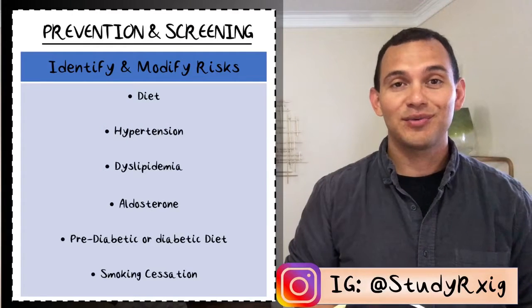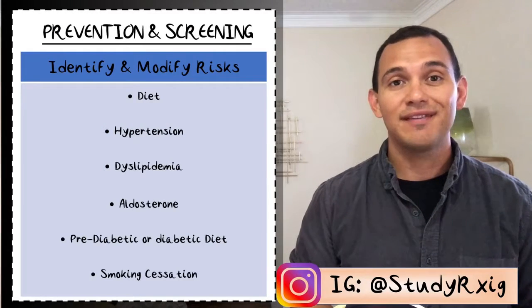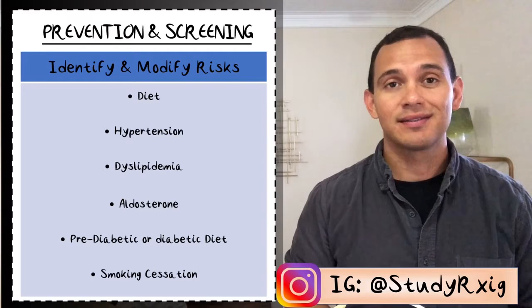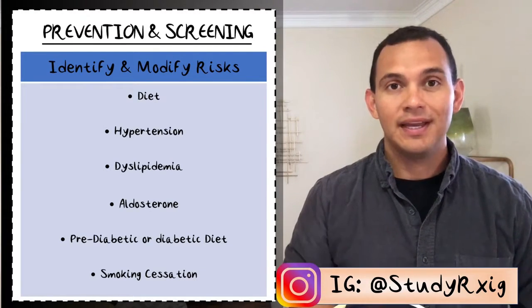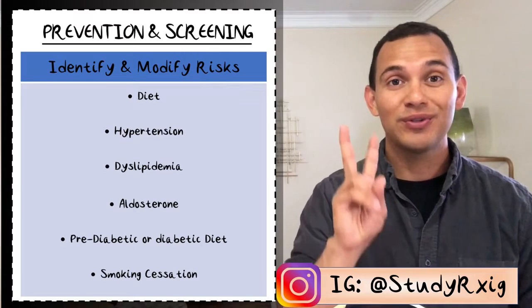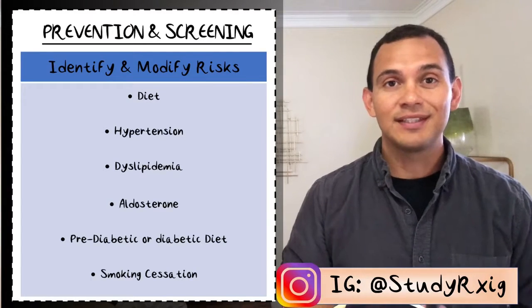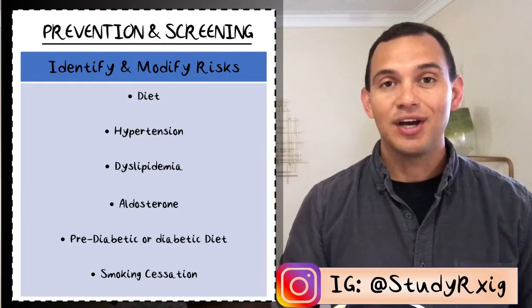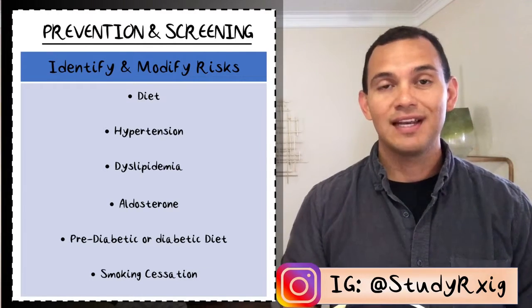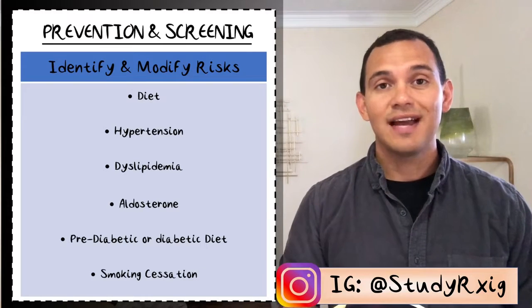For prevention and screening, we're going to focus on identifying and modifying the risks. The patient's diet is going to be one of them. Hypertension, and as a quick reminder, there are two different stages for hypertension. A typical hypertension patient would present with a systolic range of 140 to 159, or a diastolic range of 90 to 99.